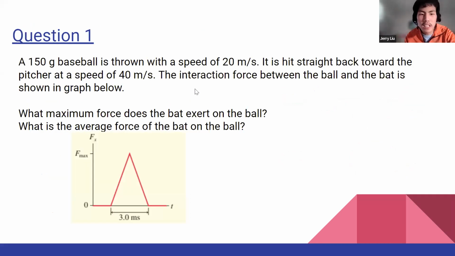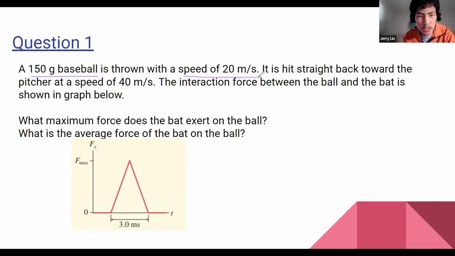Okay, so today we're going to do a lot of problems involving momentum. So let's look at question 1. A baseball that has a mass of 150 grams is thrown with a speed of 20 meters per second. It is hit straight back towards the pitcher at a speed of 40 meters per second. This graph here shows the force-time graph. So what is the maximum force that the bat exerts on the ball, and what is the average force of the bat on the ball?